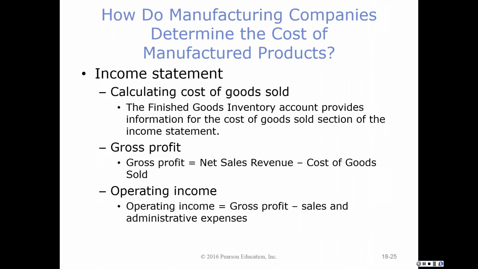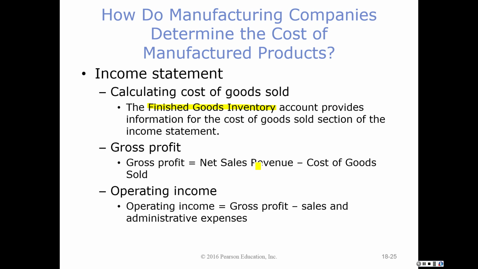So how do we determine the cost of manufactured products? On the income statement, and remember on the income statement we have sales less cost of goods sold to get to gross profit. Well, basically what information we are using here is that the finished good inventory account should include the cost of goods manufactured. And we will use the total cost of finished goods manufactured divided by the total number of units that we produced to figure out the cost per unit. And if we sell 20 of those units, then 20 times the cost per unit is our cost of goods sold. We'll see this in detail as we move forward.